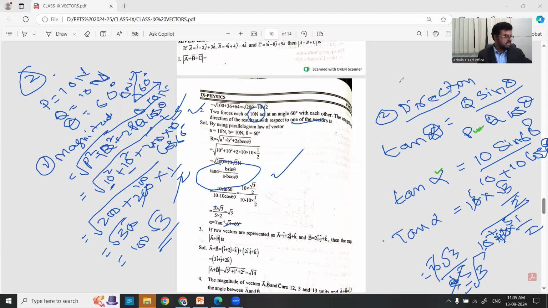That is, we have the magnitude and direction of a given data in the problem, second problem. According to the parallelogram law, P plus Q.